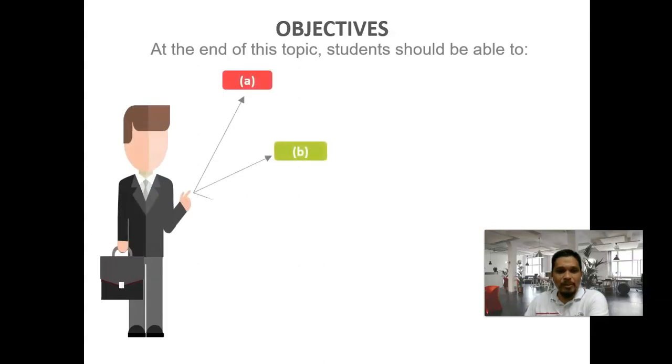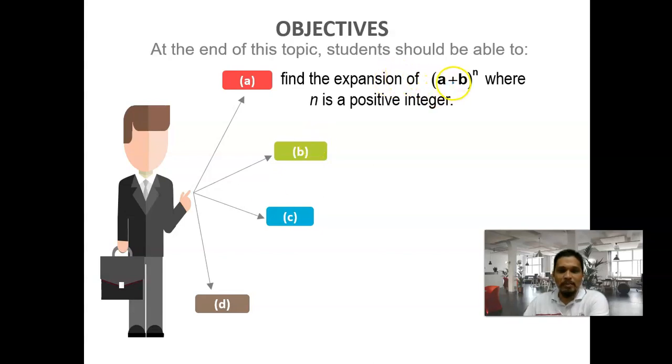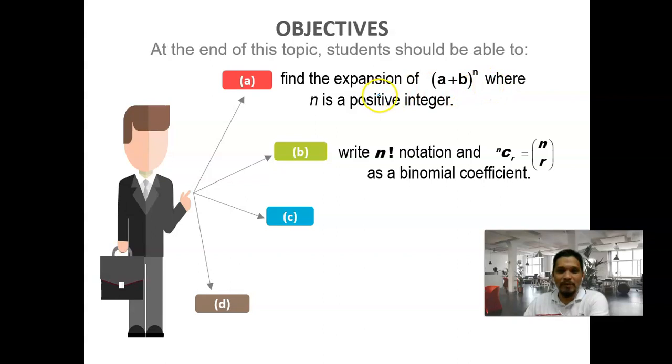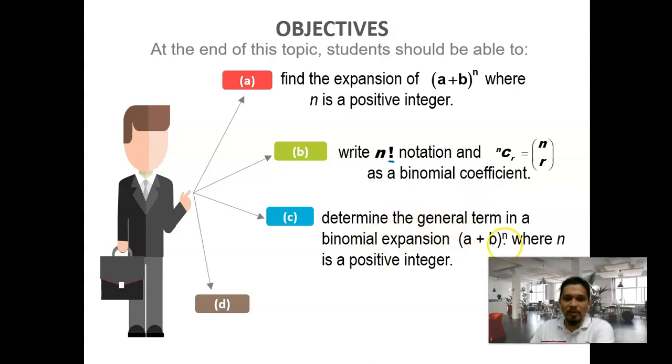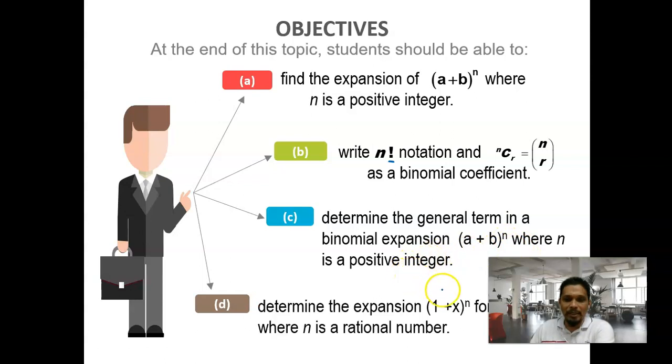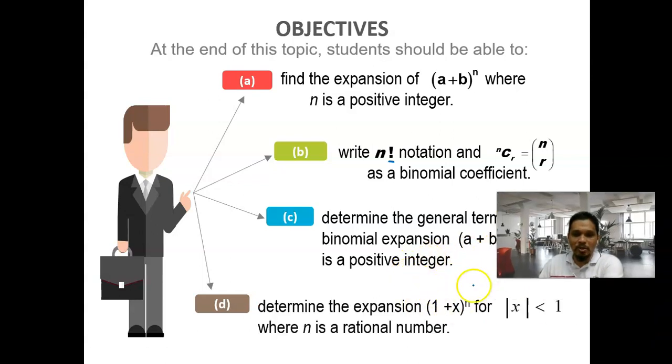So at the end of this topic, students should be able to expand (a + b)^n, where n is a positive integer, write n notation, which we call factorial notation, and the binomial coefficient. Determine the general term in the binomial expansion of (a + b)^n, where n is a positive integer, and determine the expansion of (1 + x)^n for the absolute value of x less than 1, where n is a rational number.